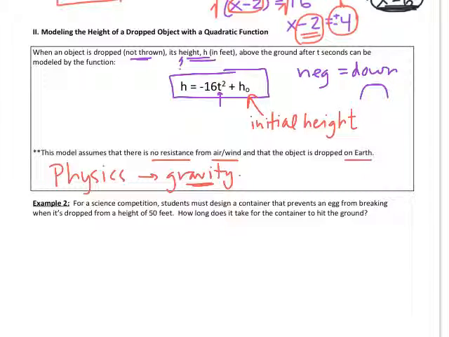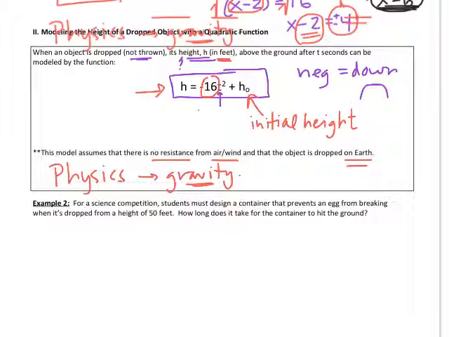We want to make sure that we know that this formula only works when we're talking about a height in feet. That's what the negative 16 has something to do with, and also that we're doing this on Earth, because gravity is already calculated into this equation.